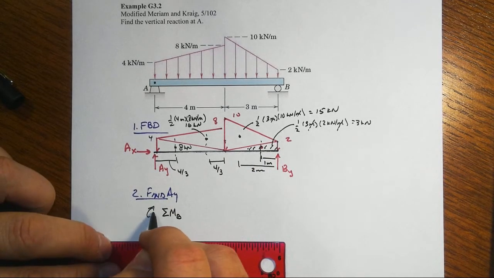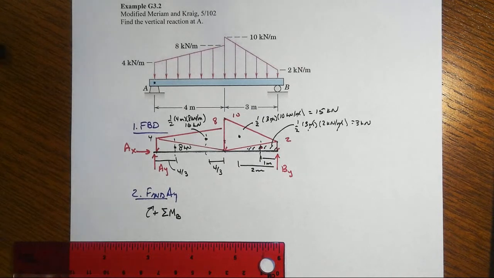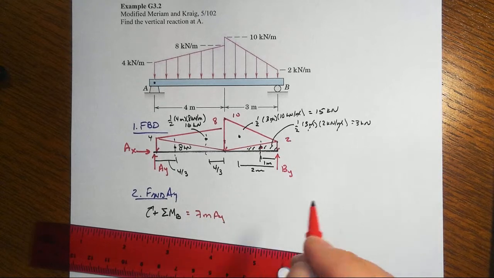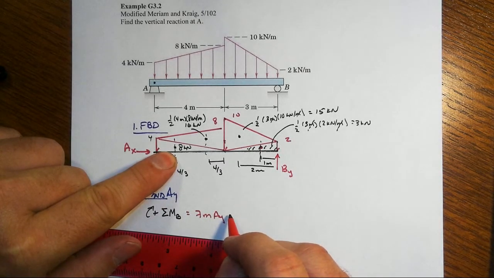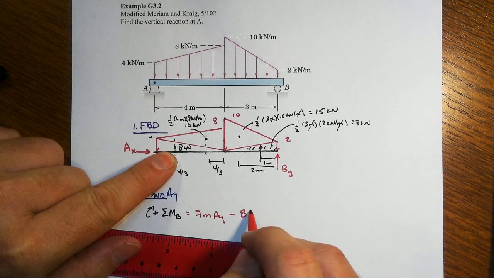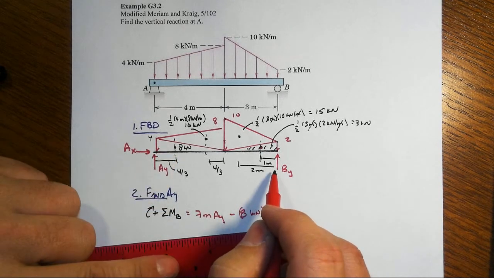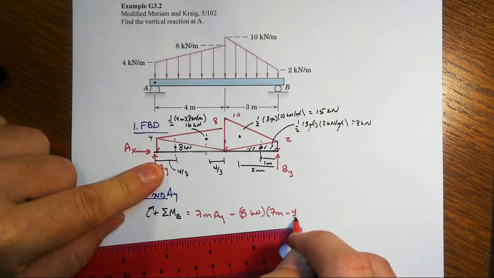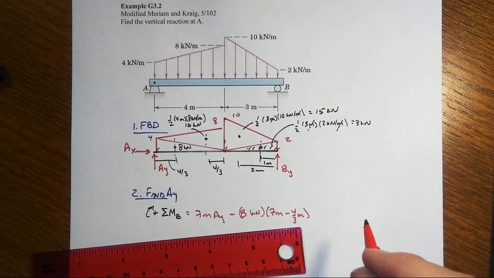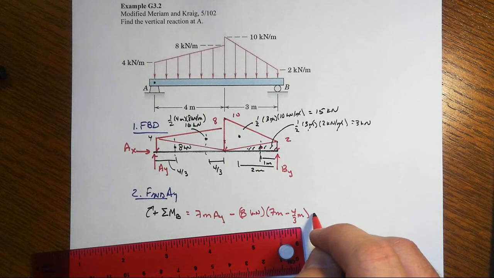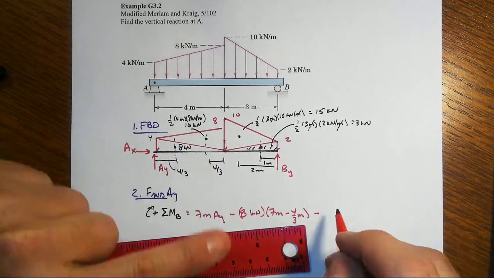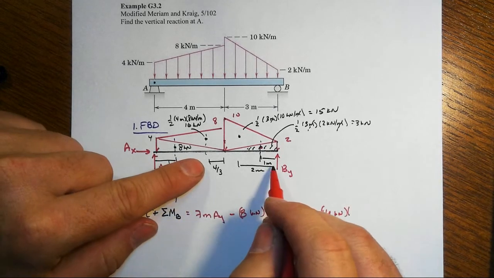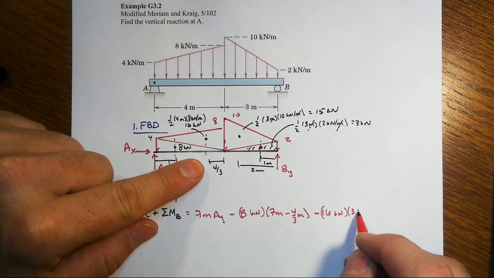And so let's take clockwise as positive. We got 7 meters times AY, then minus the effective force of 8 kilonewtons times its moment arm. Right? That's going to be 7 meters minus the 4/3 meter. And then we got minus the 16 kilonewtons times its moment arm, which is going to be 3 plus the 4/3.